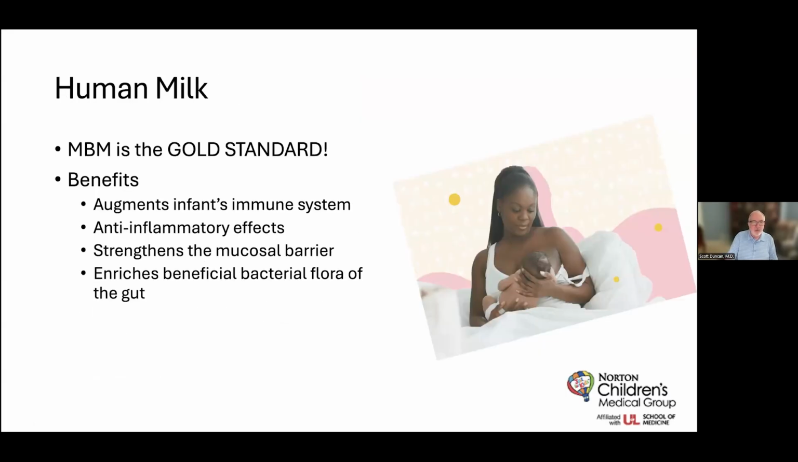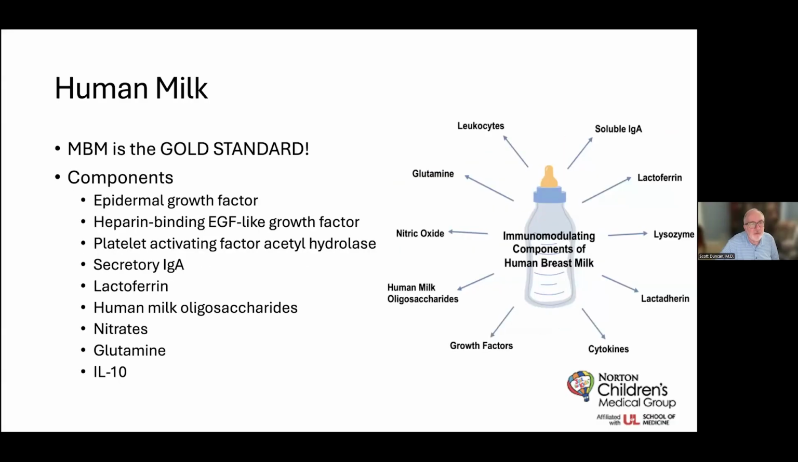Human milk is the gold standard. It augments the immune system and it has anti-inflammatory effects that strengthen the mucosal barrier and are beneficial to the bacterial flora. Our preference is to use mother's milk. If we don't have mother's milk available, we will use donor breast milk. Donor breast milk is homogenized, pasteurized, whatever you want to do to it. It does destroy some of the cellular components, but we know that donor milk still is better than formula.